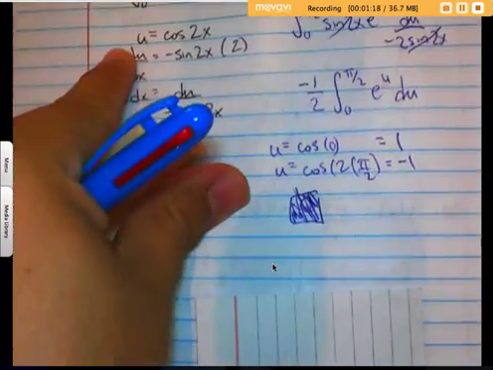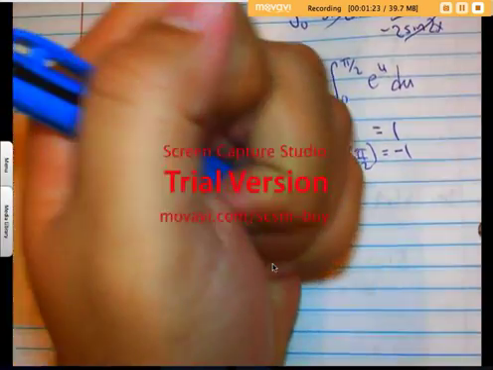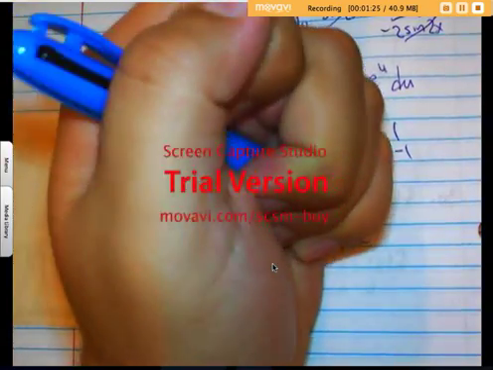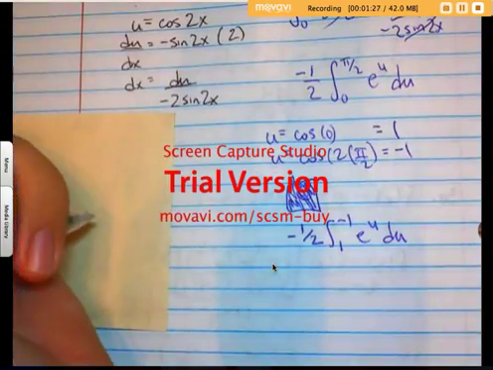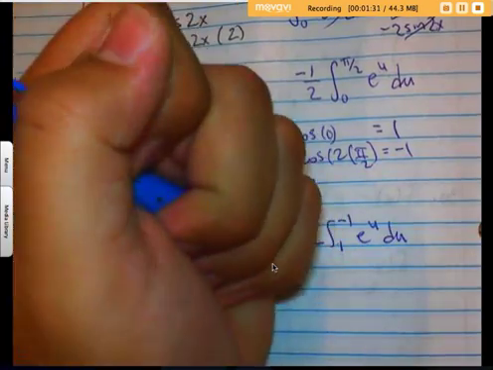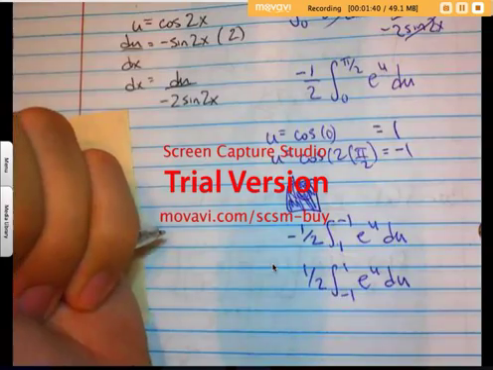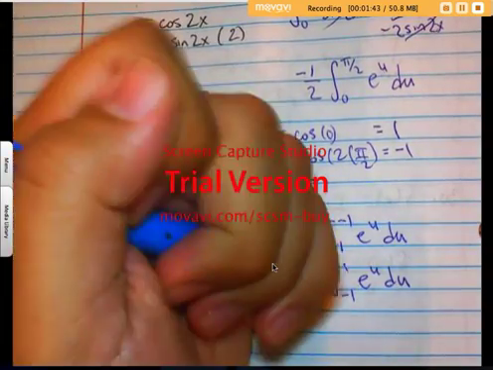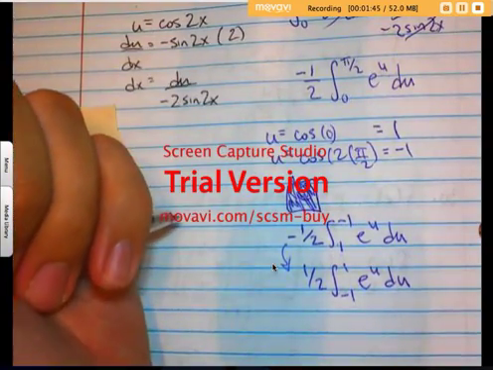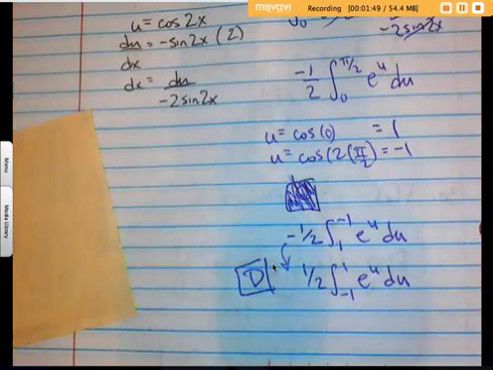So my new integral is -1/2, 1 to -1, e to the u, du. Oh, but wait a minute, I can't have 1 to -1, that's backwards. Well, I can flip the boundaries if I just take the negative of this integral. Okay, if I just change the sign, I can flip the boundaries, which means my answer is emphatically D. Delightful.